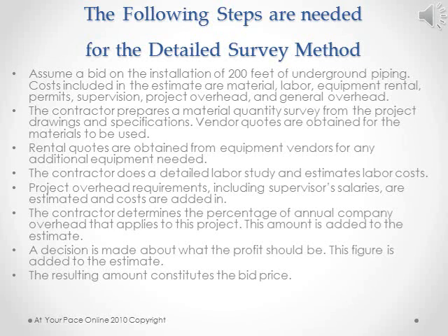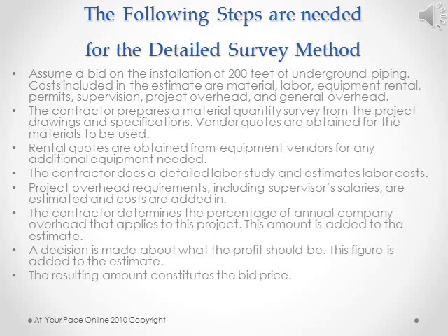So the following steps are needed for the detailed survey method. Assume a bid on the installation of 200 feet of underground piping costs. Included in the estimate are materials, labor, equipment, rental, permit, supervision, project overhead, and general overhead. The contractor prepares a material quantity survey from the project drawings and specifications. Vendor quotes are obtained for the materials to be used. Rental quotes are obtained for equipment, vendors for any additional equipment needed. The contractor does a detailed labor study and estimates labor costs.